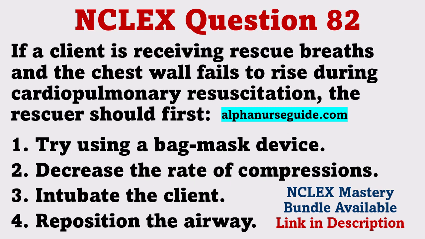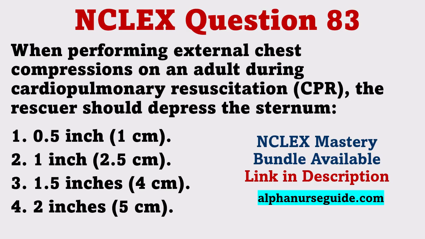Compression should be maintained at 100 per minute. When performing external chest compressions on an adult during cardiopulmonary resuscitation, the rescuer should depress the sternum. 1. 0.5 inch. 2. 1 inch. 3. 1.5 inches. 4. 2 inches. The correct answer is 4. An adult sternum must be depressed 2 inches with each compression to ensure adequate heart compression.